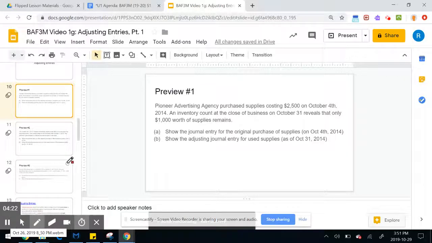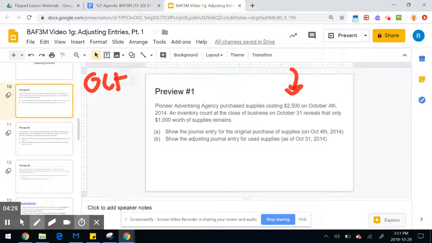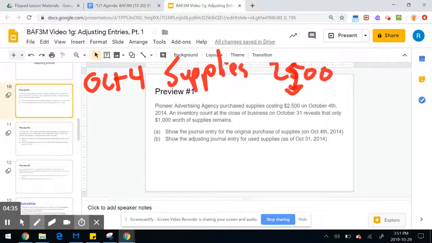Okay, so if you're ready, here are 2 transactions. The advertising agency bought the supplies for $2,500 on October 4th. So October 4th will look like this. This one is not an adjusting entry. It's just a normal accounting purchase, so you already kind of know it. We bought $2,500 worth of supplies, so our cash goes down and our supplies go up.